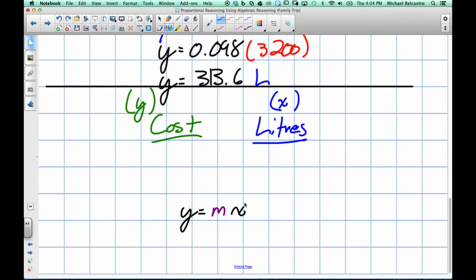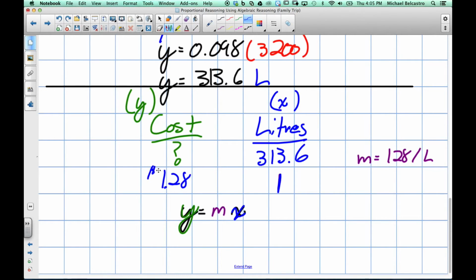We said x will be our liters, and we know how many liters from above. It's 313.6 liters. And our cost is going to be our y value. This is our unknown. Our rate, m, they actually tell us in the question. The question says it uses 128 cents per liter. That's great. So for every 1 liter we use, the cost is 128 cents. I'm going to convert that to dollars by putting a decimal here. It's $1.28. So now that's going to be our rate. Remember, whatever is equivalent to our 1 here, we'll plug that in for our m.